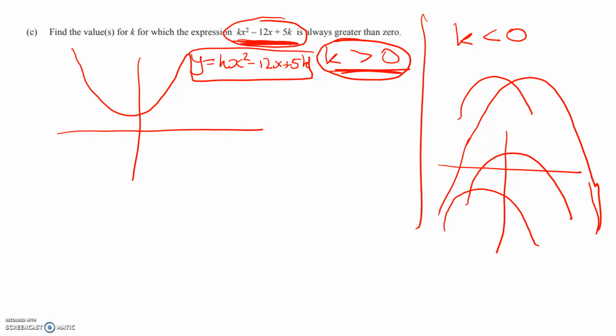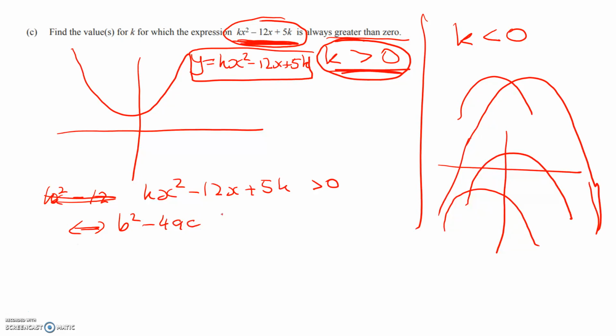So for now, what I can see here is if it's always greater than 0, that means that it has no real roots, which means that the discriminant must be negative. So kx squared minus 12x plus 5k, always greater than 0, is equivalent to b squared minus 4ac being strictly negative. So a is k, b is negative 12, and c is 5k. That gives me the following condition.